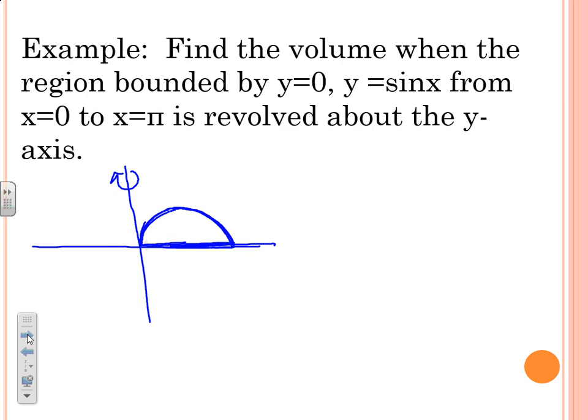Now, some of you may feel, oh, I really like that disc washer method. So how about I go ahead and draw in this rectangle? What's the issue? Okay, and can I put that function in terms of y and it be legitimate? No. The inverse sine function only goes from negative pi over 2 to pi over 2, so that's not going to work.